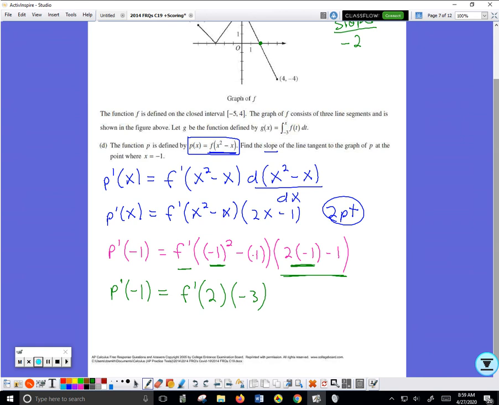So now I just write that down. -2 multiplied by -3. I don't have to multiply it out. Actually safer not to, as always. If I get that far, I get 1 more point, for a total of 3 points on this part.